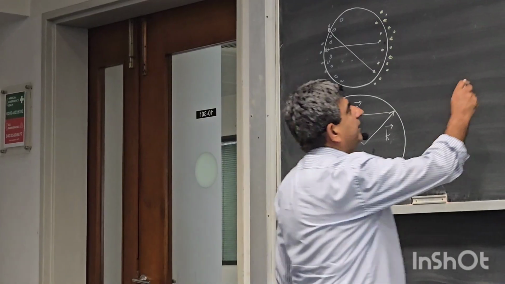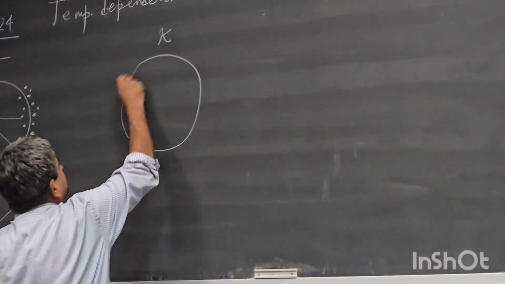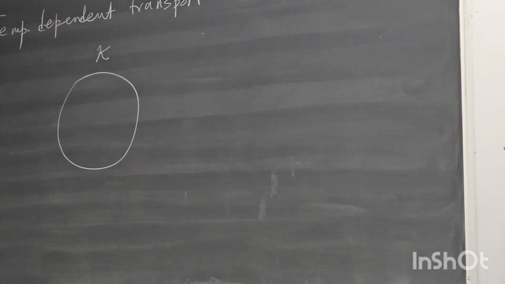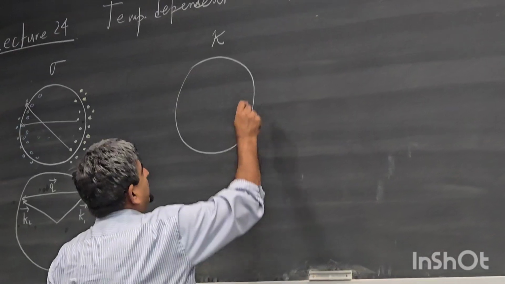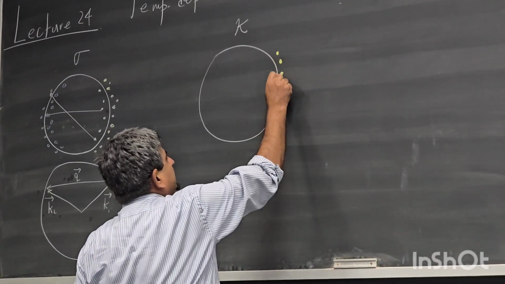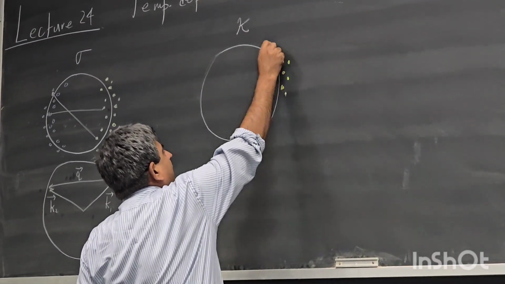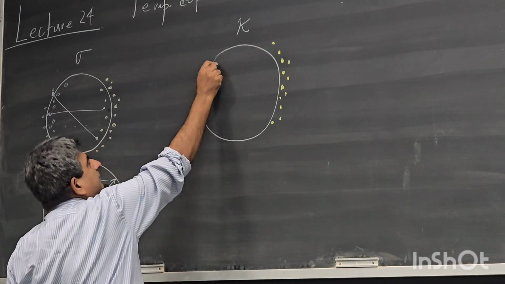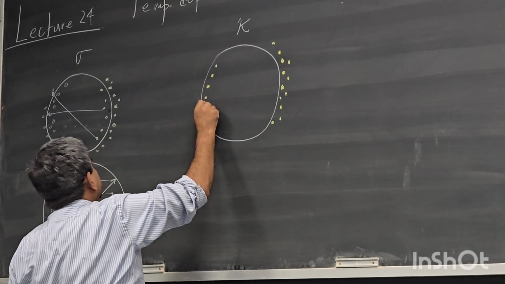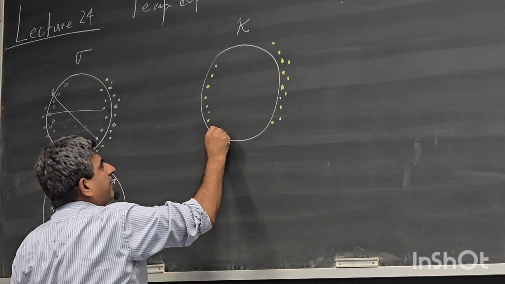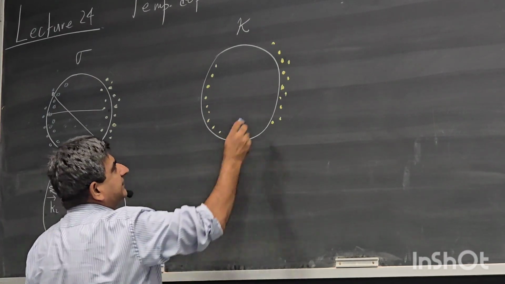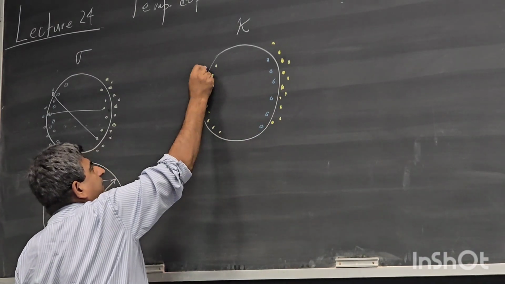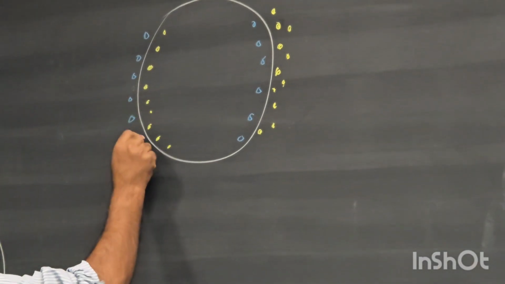For thermal conductivity, on the other hand, you will have this smearing and anti-smearing of the Fermi-Dirac distribution. So one would have excess electrons on the right side of the Fermi sphere, excess electrons here, and excess holes on the inner side of the Fermi sphere and on the exterior of the Fermi sphere here.